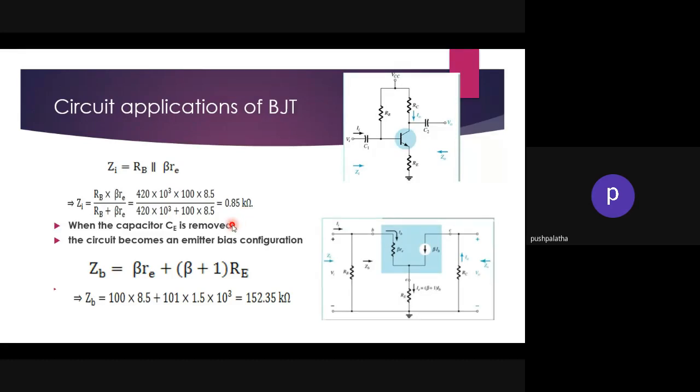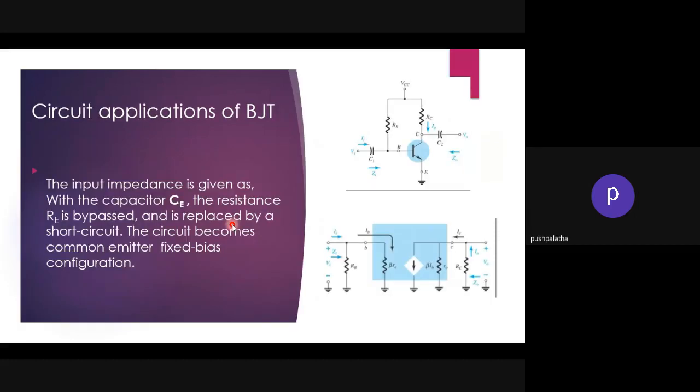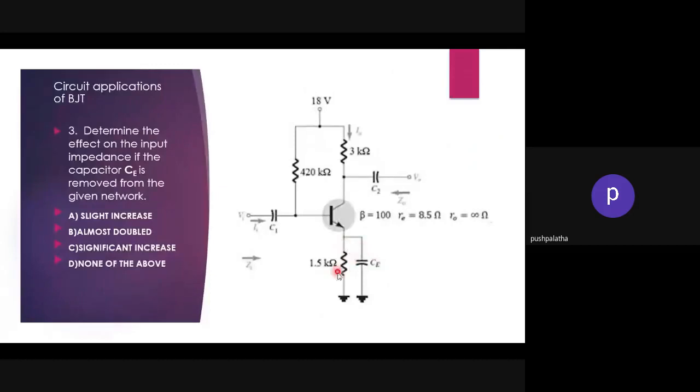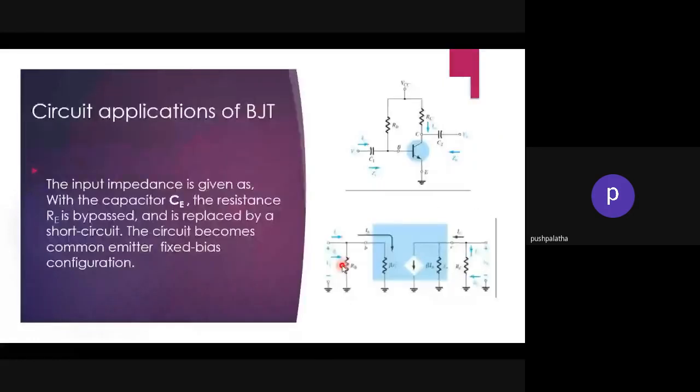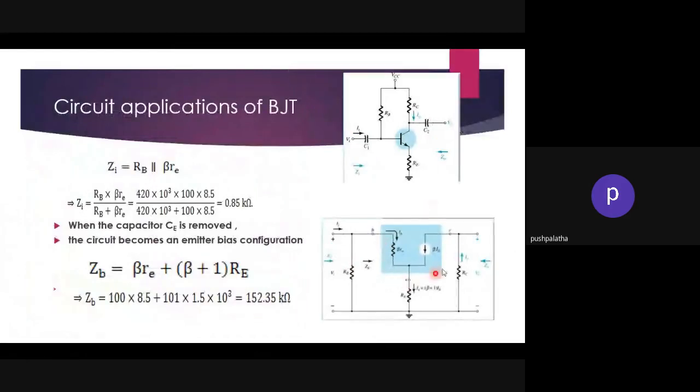Now, what will happen when CE is removed? Look at the circuit. When CE is removed, I have only the emitter resistor here, right? So now I am drawing the RE model circuit again. In this RE model circuit I am including RE, because here there is no capacitor. I am including RE and RB also. Now what is your input impedance? Now your input impedance is beta times RE, this is 1 plus beta times capital RE, right? Clear?